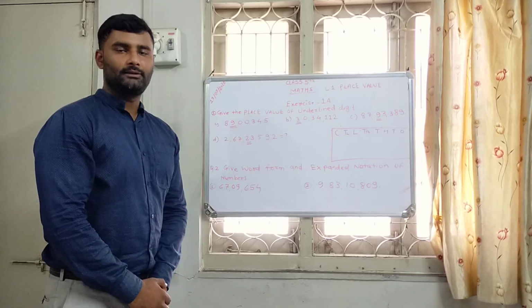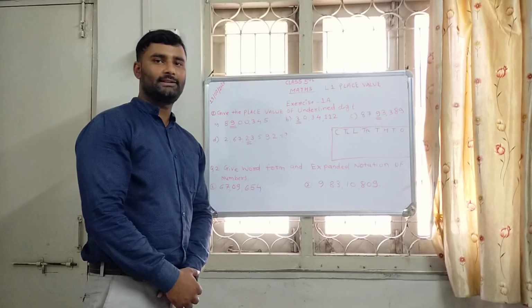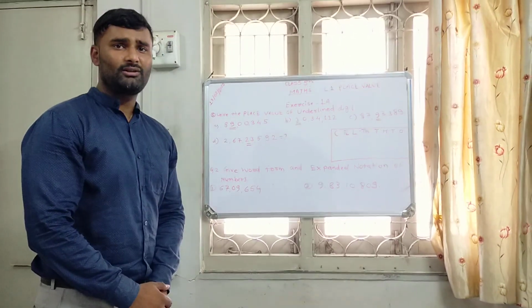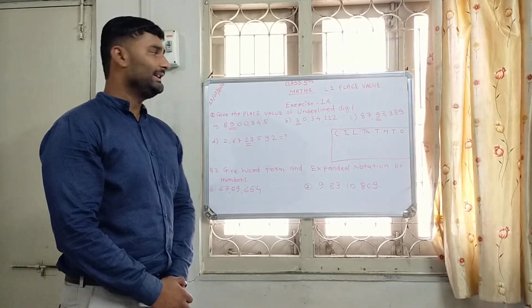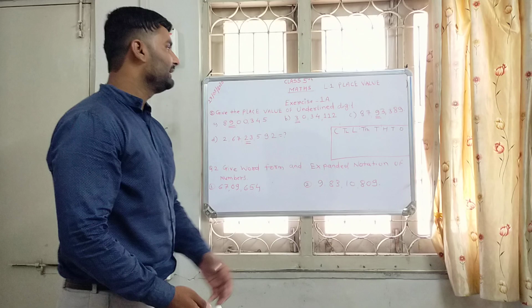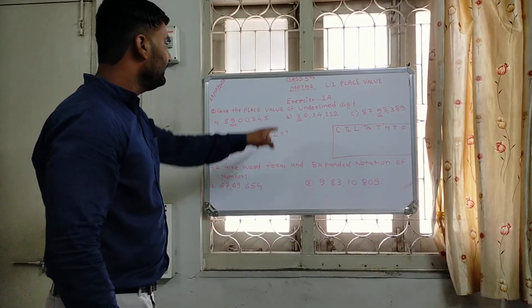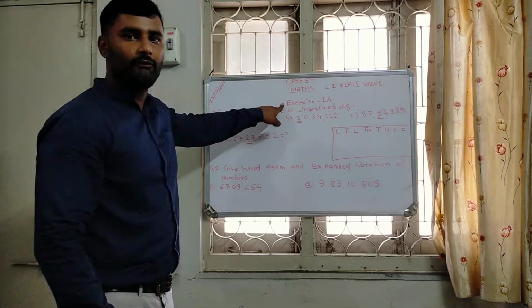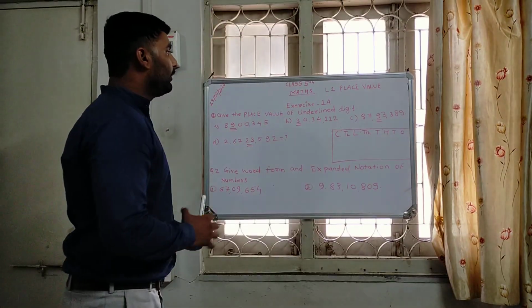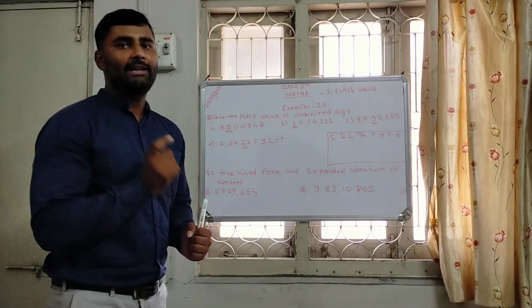Hello everyone, class 5th. So we are going to solve our new exercise, exercise number 1. Earlier we solved questions related to place value, using the place value chart, and we are studying similar topics in exercise number 1A. Our first question is, give the place value of the underlined digit.